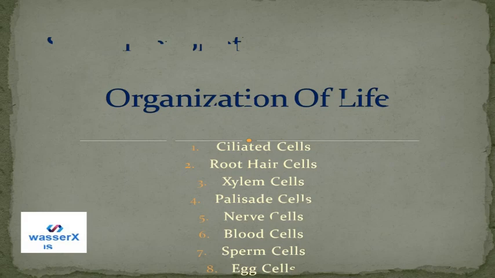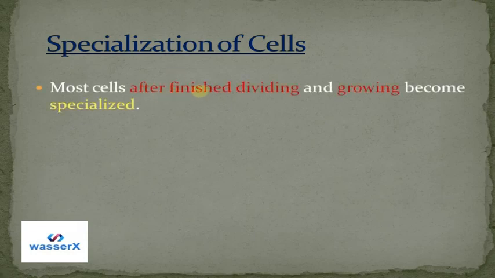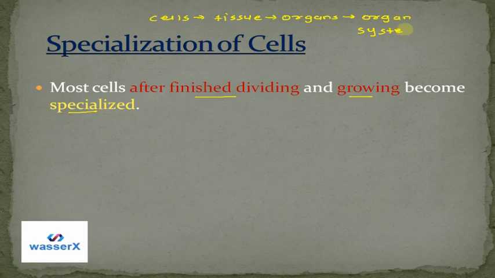Yes? Let's start. So let's first see what is specialization of cells, right? We can see that most cells, after finished dividing and growing, become specialized. We already know the sequence of how our body is made, right? Our body is made of different types of cells. These cells unite together to form tissue. These tissues come together to form organs. These organs come together to form organ systems. And as a whole, they form a whole body.